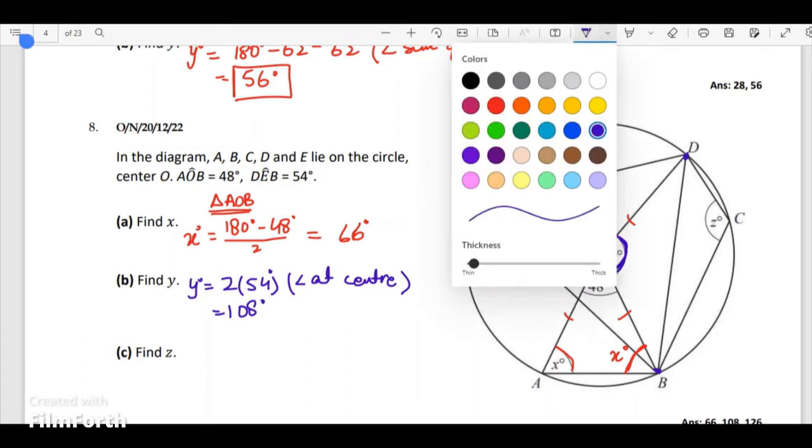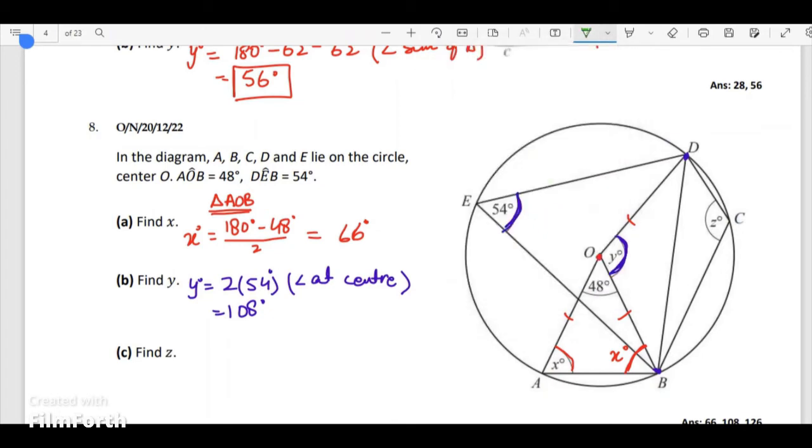Next up we have to find z degrees, this. Let's see if this is part of any cyclic quadrilateral. This vertex is on the circumference, this is on the circumference, and this right here is on the circumference as well. Cyclic quadrilateral. So we have B, C, D, E is a cyclic quadrilateral.